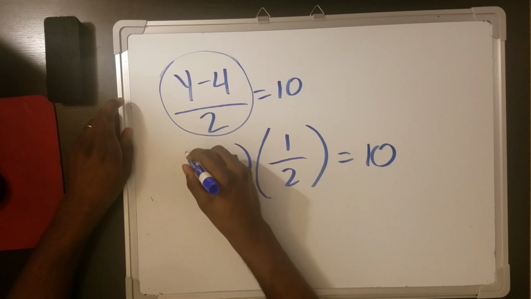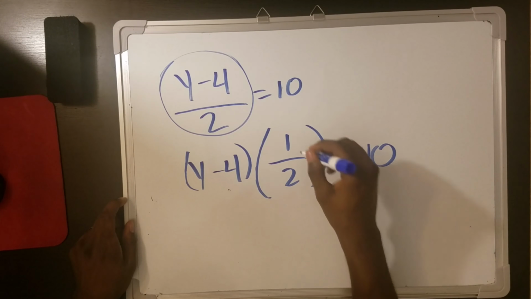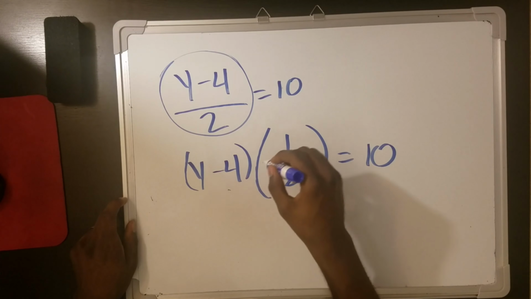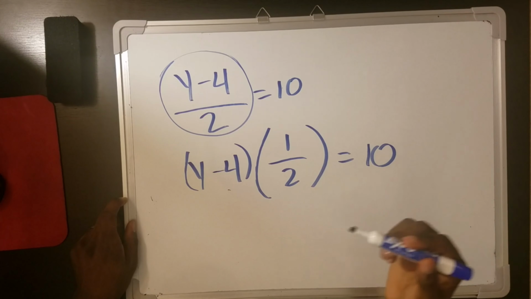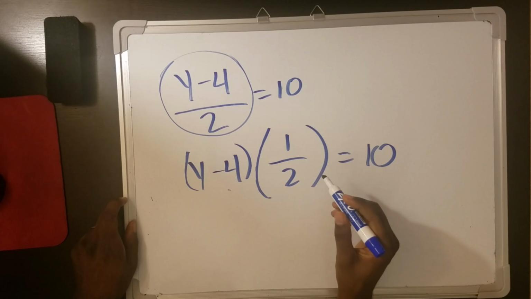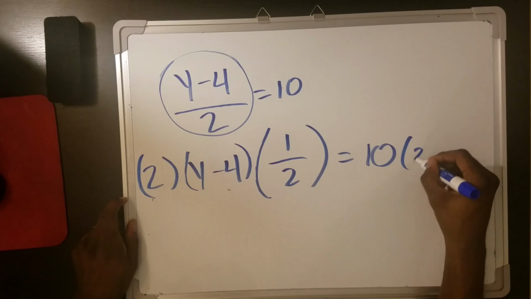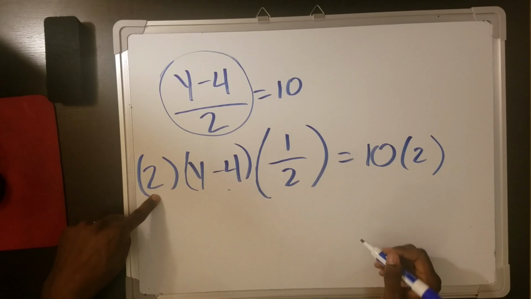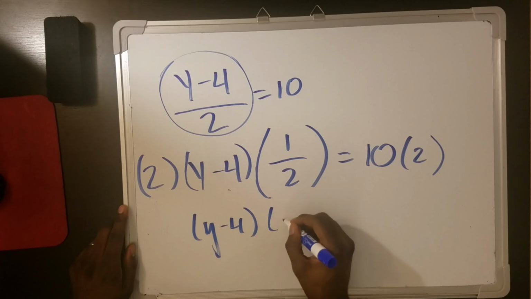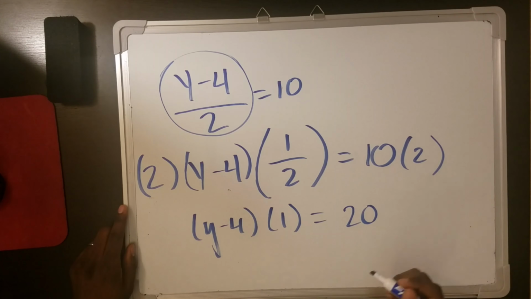So now we have y minus 4 times 1/2. So what's the reciprocal of 1/2? Because remember, we're multiplying, so we have to look at the multiplicative identity. We want to make this a multiplicative identity. What's the reciprocal of 1/2? 2. So we multiply 2 by both sides. So 2 times 1/2 gives us the 1 that we're expecting. And then 2 times 10 gives us 20 over here.